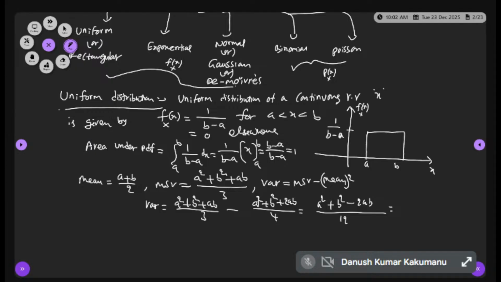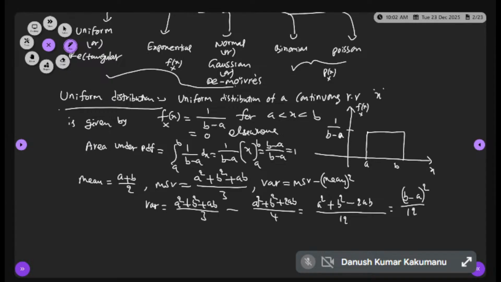Simplification. What is the result of this one? A minus b whole squared by 12. But don't write a minus b whole squared. B minus a whole squared by 12 is the answer. All of you are understanding? B minus a whole squared by 12.